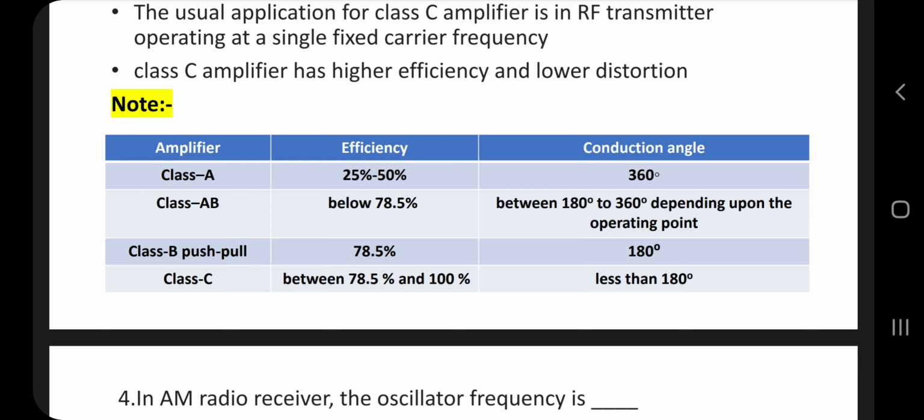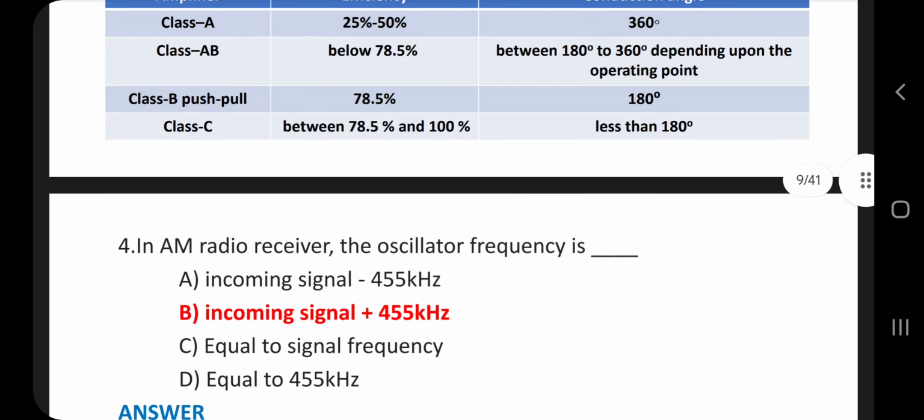Class B push-pull power amplifier efficiency is 78.5%. Conduction angle is 180 degree. Class C between 78.5% and 100%. The conduction angle is less than 180 degree.